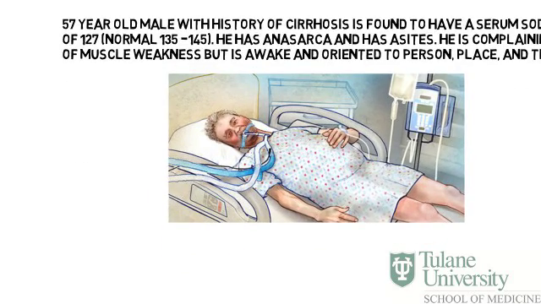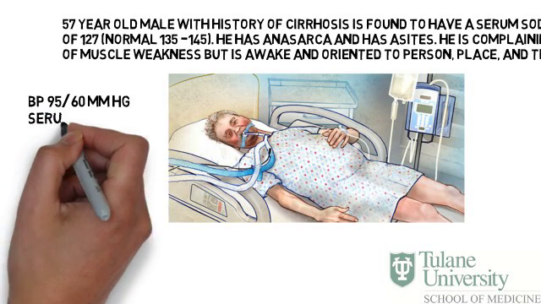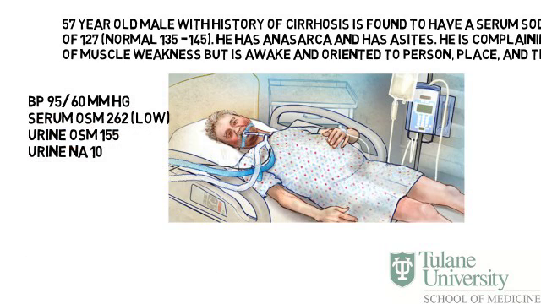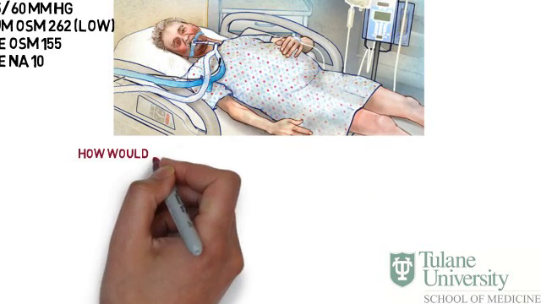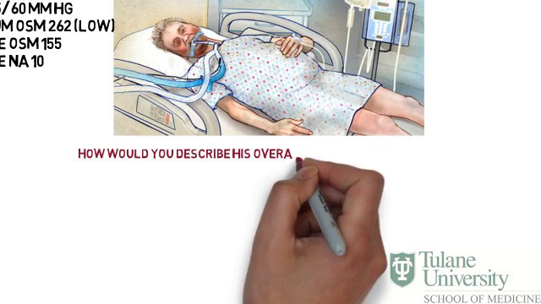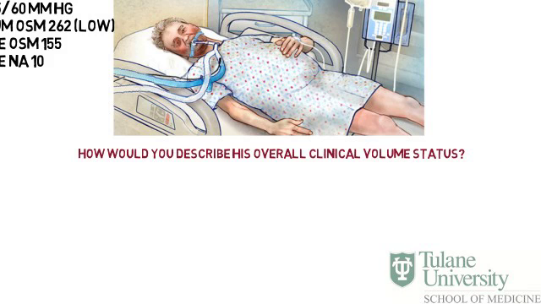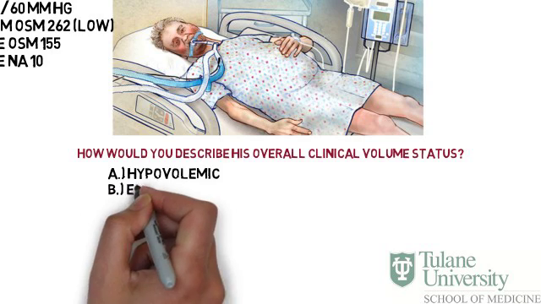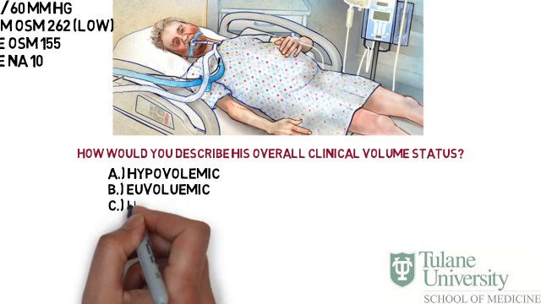His blood pressure is 95/60. His serum osmolarity is 262, which is low. His urine osmolarity is 155, and his urine sodium is 10. How would you describe his overall clinical volume status? Is it A, hypovolemic, B, euvolemic, or C, hypervolemic?